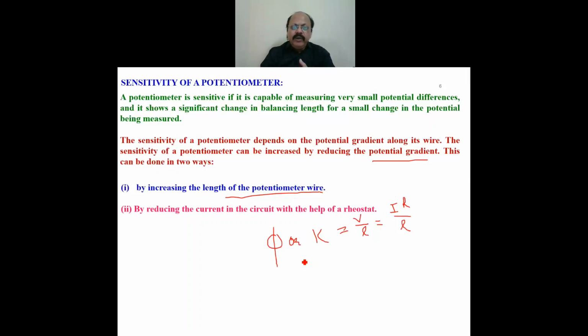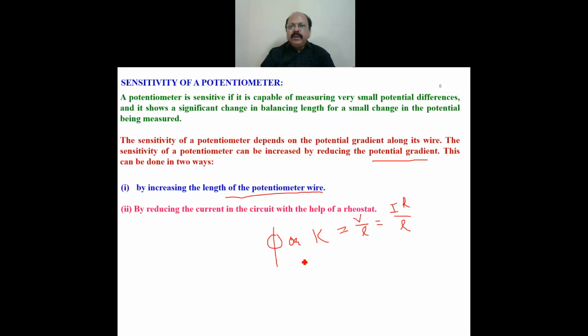Sometimes you get a concept based question. One graph is given between V and L, and two straight lines are drawn from the origin, and you are asked to find out which potentiometer is sensitive. So you just find out the slope and calculate it, and then by this formula you can identify which one is more sensitive. Only just remember that for making a potentiometer sensitive, potential gradient should be reduced. And there are two methods for reducing the potential gradient. One is by increasing the length of the potentiometer wire.